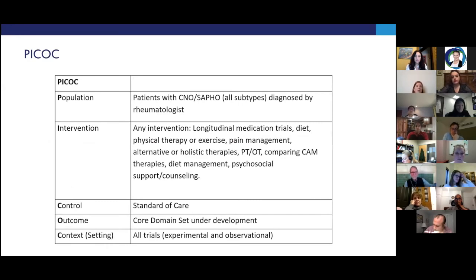This is our PICO question. And so our population, we had decided to do all patients with CNO and all patients with SAPHO. All subtypes, meaning we had also looked into patients who are presenting with just mandibular CNO, and then also clarifying that we were including the SAPHO patients as well. And all ages as well, so pediatric and adult. With any intervention, with our control being the standard of care, and the outcome is what we're currently developing. Core domain set is under development at the moment with the plan to utilize this in all trials.